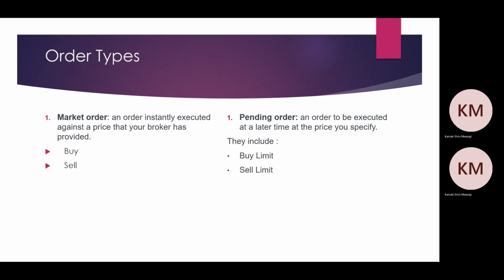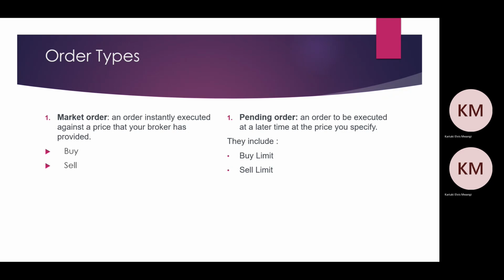Order types. This is where you ask me, buy market something and sell market something. They are called order types. We have market orders and pending orders. There are two types: the market order or the pending orders.